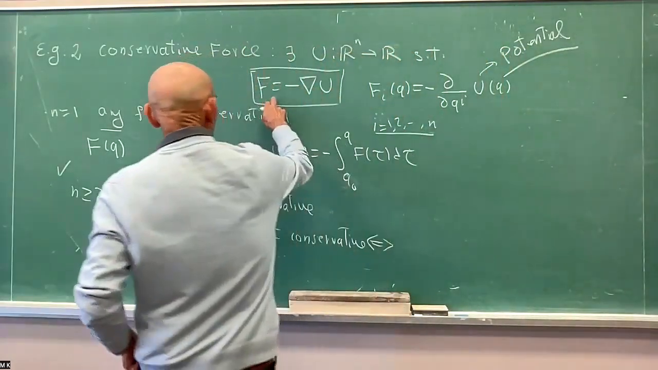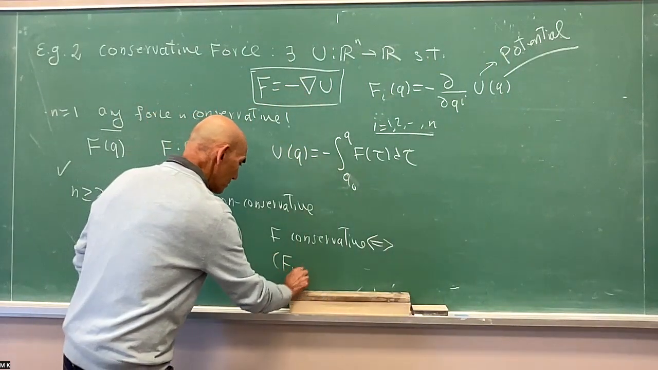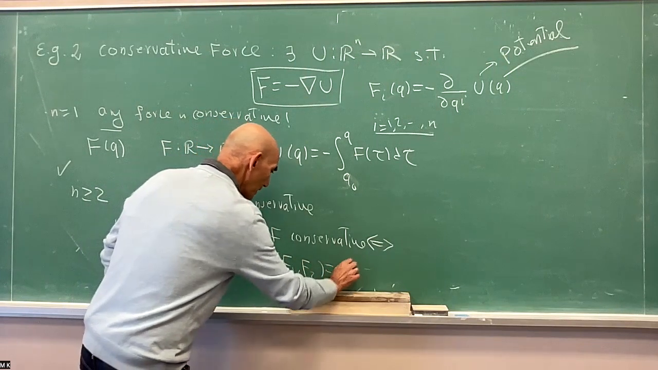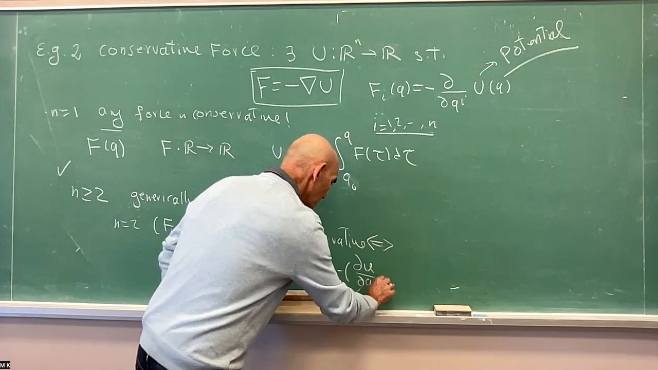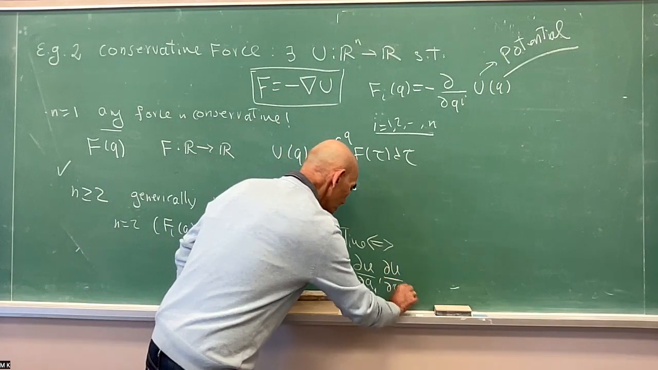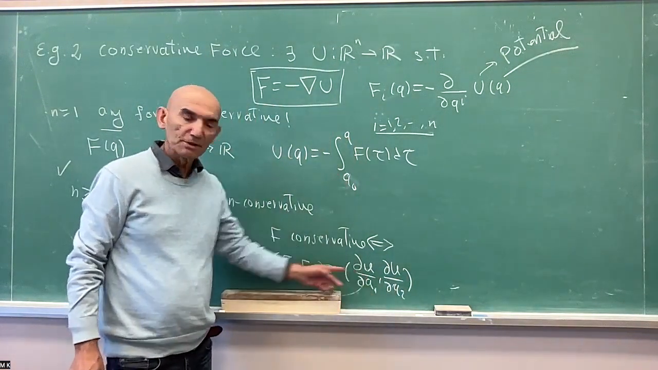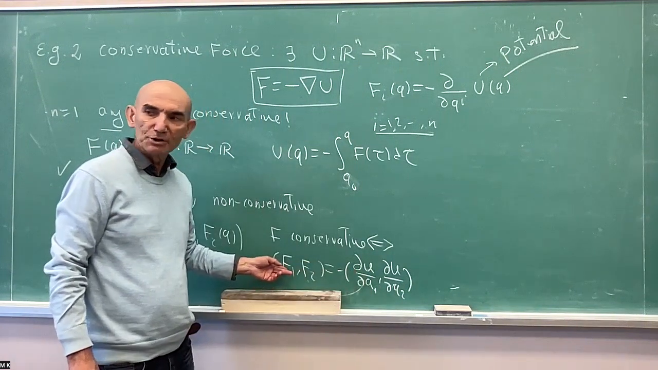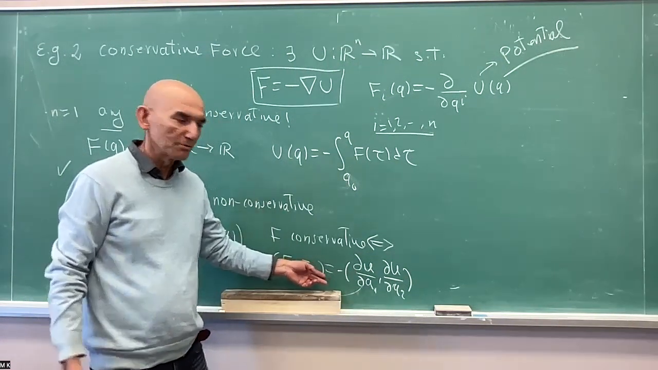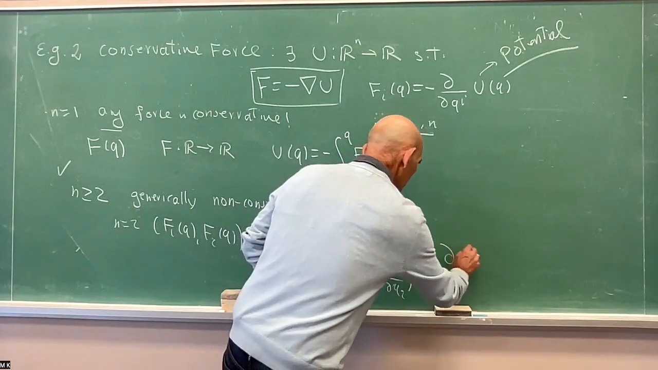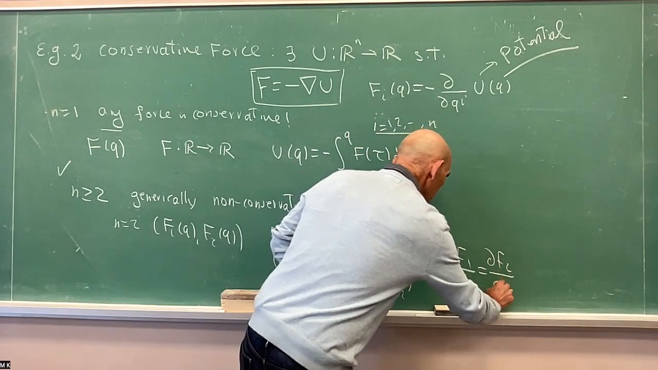But this equation tells you that f1, f2 is equal to negative dU/dq1 and dU/dq2, right? So because mixed partial derivatives commute, the derivative of f1 with respect to q2 should be equal to the derivative of f2 with respect to q1. That's a necessary condition.